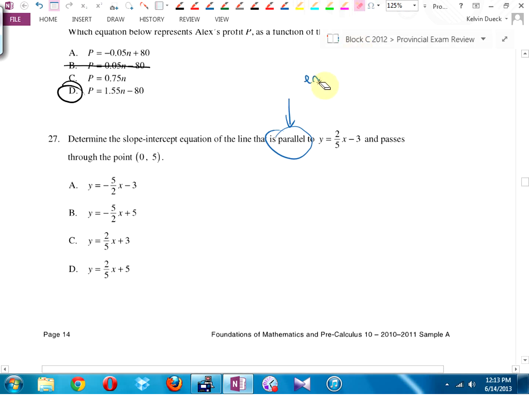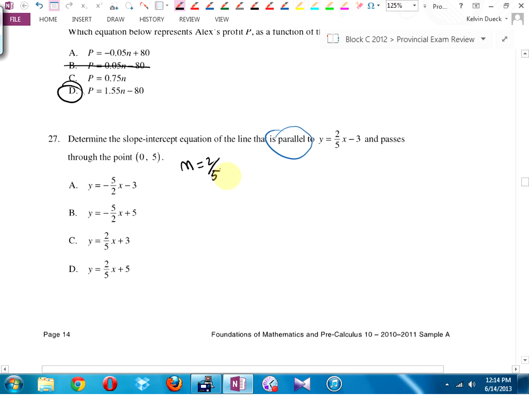Now, what are they asking us to find? The equation of a line. We ask ourselves two questions. What were the two questions? Do you have the slope? Do I know the slope? Yes, 2/5. If it's parallel to the line that they gave me, the slope that I'm dealing with must be that.